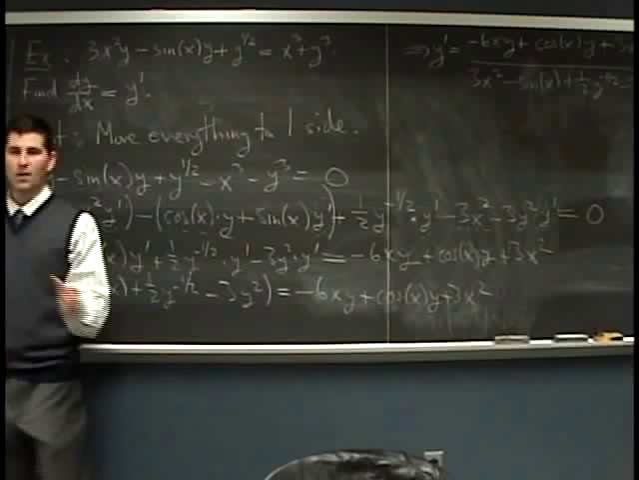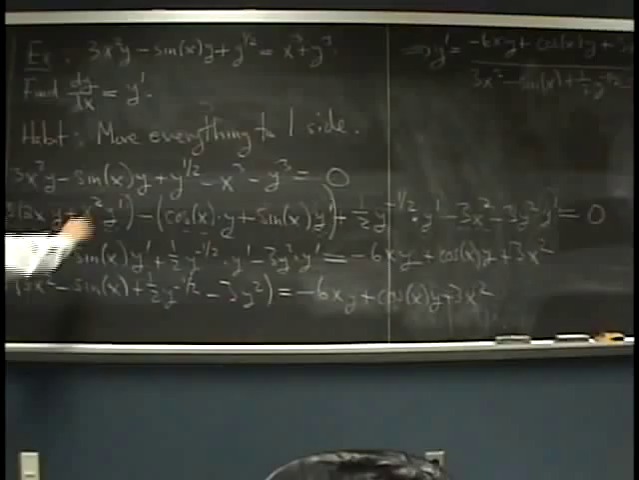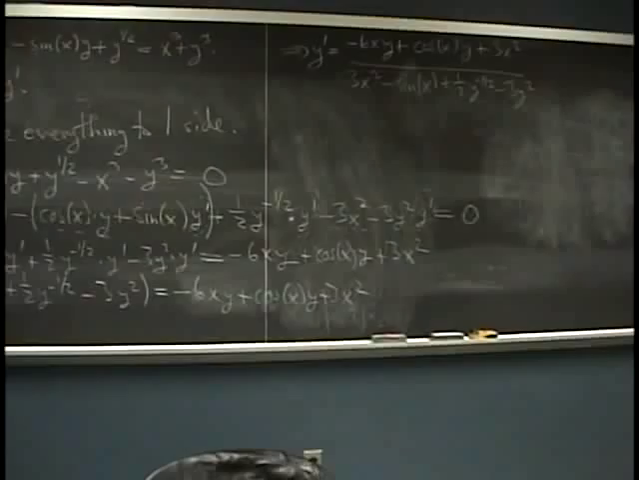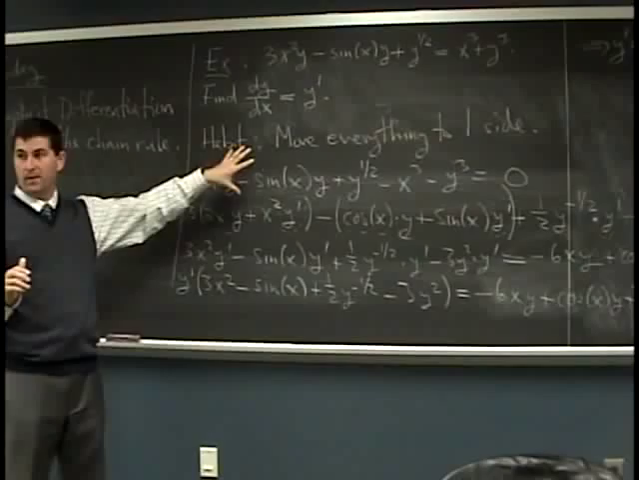We implicitly differentiate. Okay, so we do the derivative. We subtract the x's to the other side, and then we divide by the y's. The x's were the terms where we actually differentiated the x part, and the y's are where we differentiated the y part.